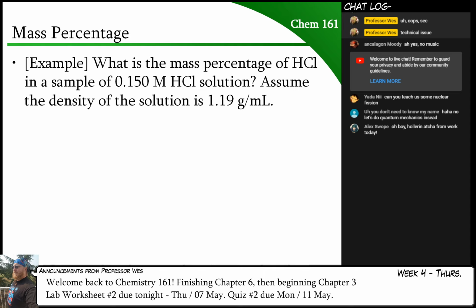When you're working with units of mass percentage or concentration and molarity, one of the things that we often give you is the density. And there's a reason for this. So let's highlight the density here.